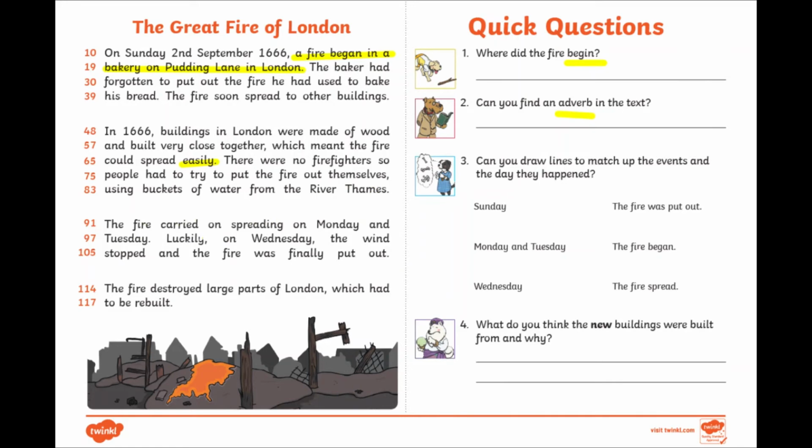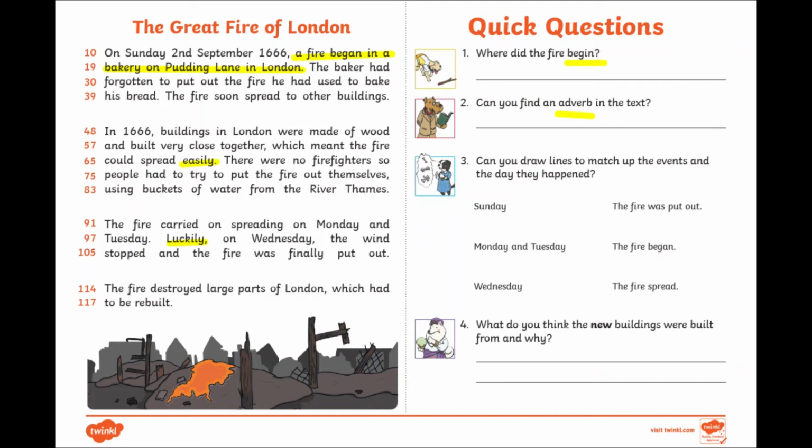Oh, here we go. Luckily. Now let's have a look. Let's read the whole sentence. Luckily, on Wednesday, the wind stopped and the fire was finally put out. So the verb in this sentence is stopped. And luckily is the adverb describing stopped. We know that it was lucky that the fire stopped.